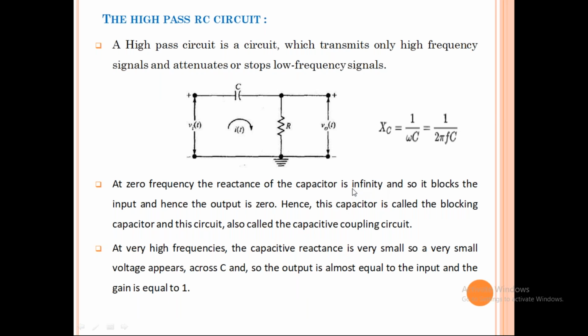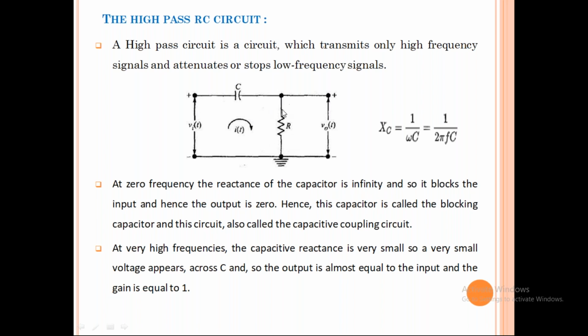Then we are moving to the high pass RC circuit. This is the high pass circuit. What is the major difference between low pass and high pass here? In the previous low pass circuit, the resistor was in series connection and the capacitor was across the shunt connection. Now it is reversed. The capacitor is connected in series between input and output, and the output is across the resistor. Now how can we say that this is a high pass RC circuit?